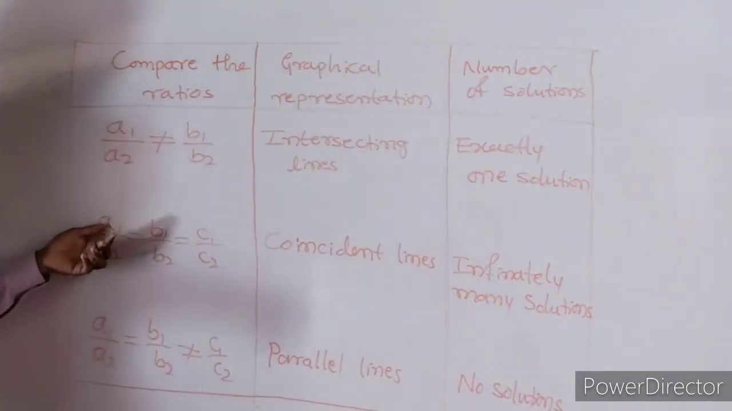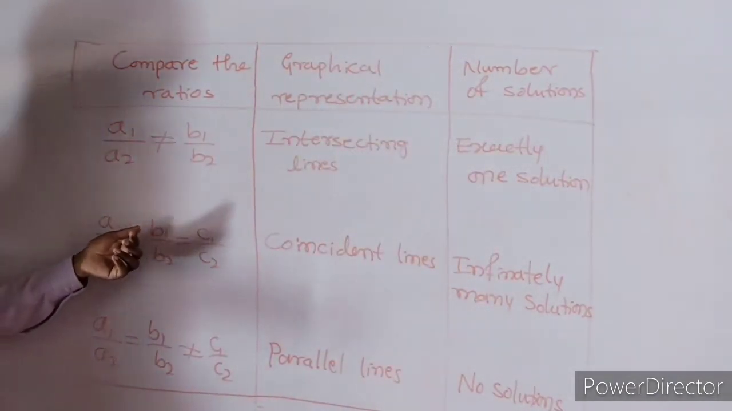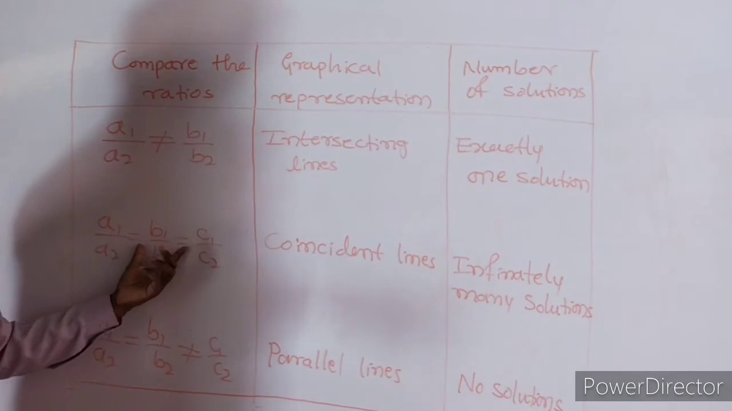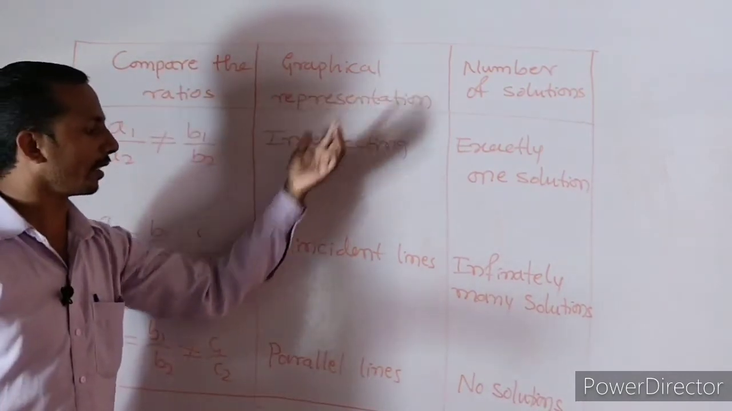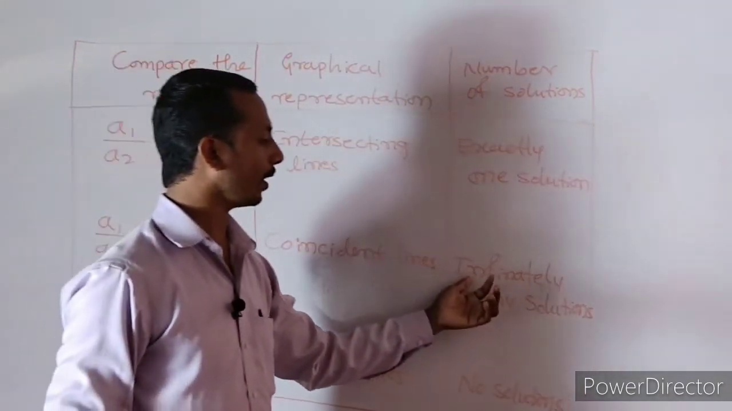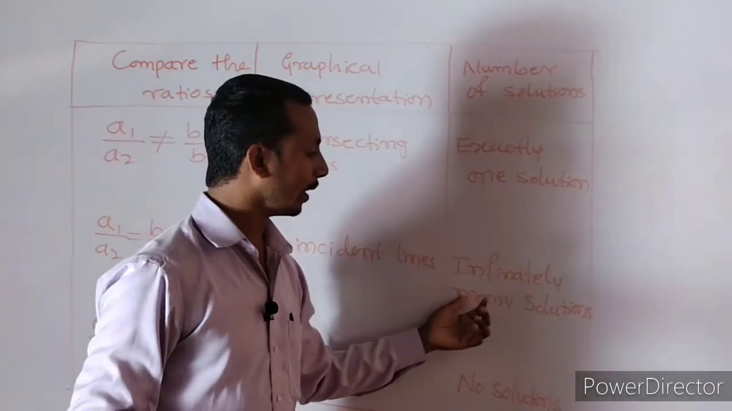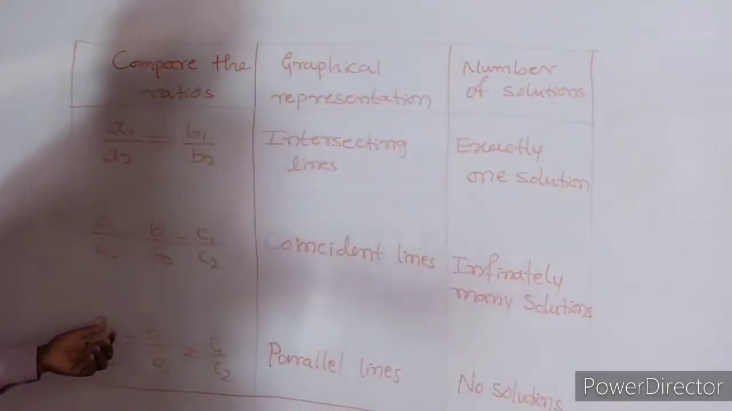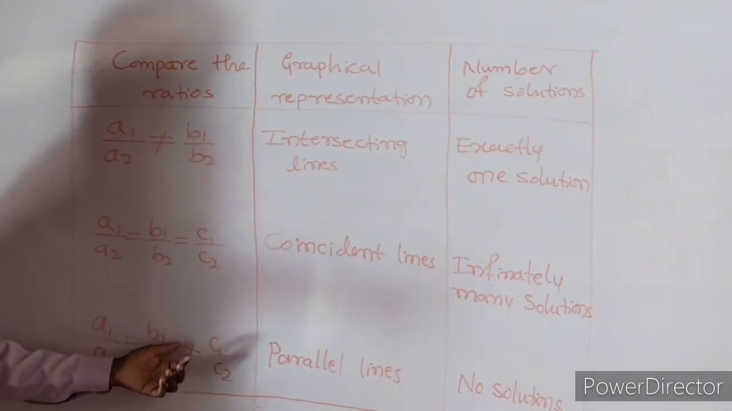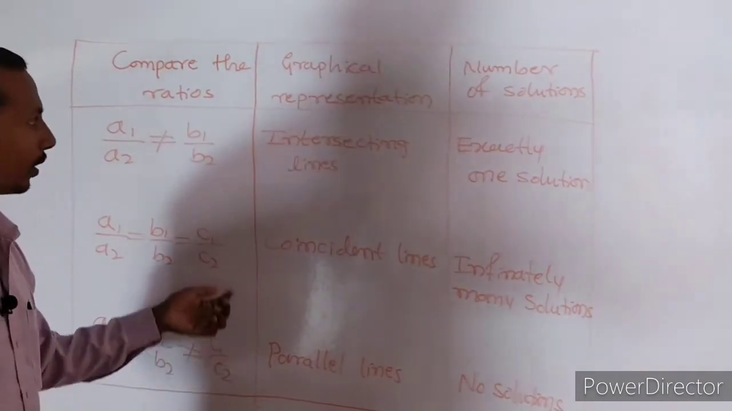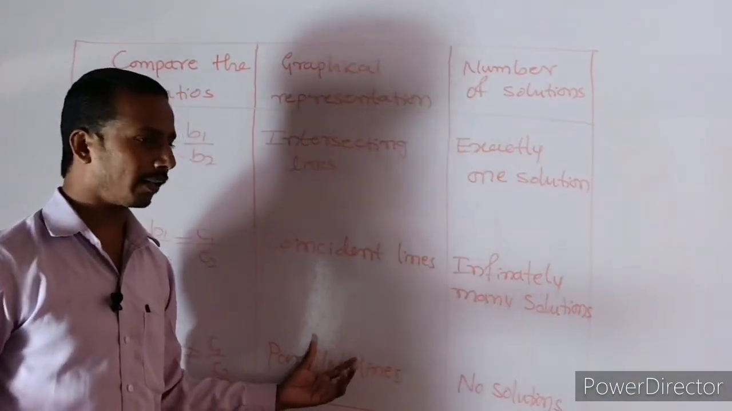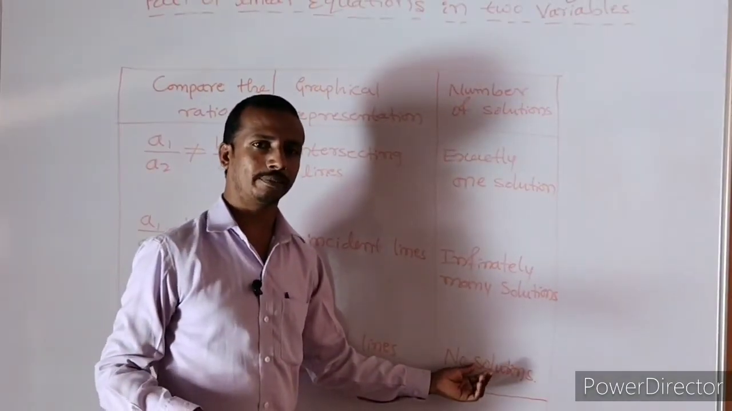Second one, if the ratios A1 by A2 is equal to B1 by B2 is equal to C1 by C2, then the graphical representation is coincident lines. If it is coincident lines, then it has infinitely many solutions. Then next one, if A1 by A2 is equal to B1 by B2 is not equal to C1 by C2, then the graphical representation is parallel lines. If it has parallel lines, then it has no solutions.